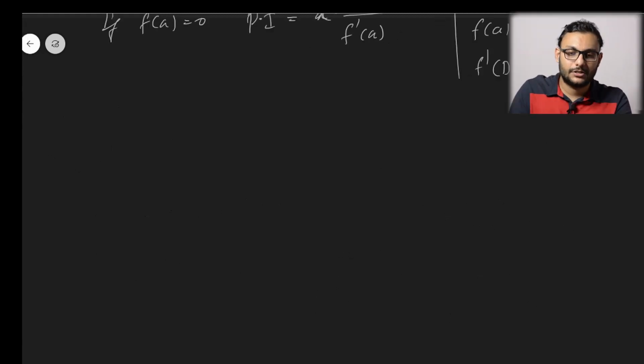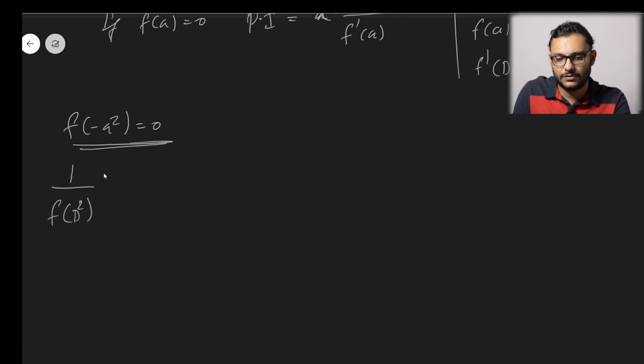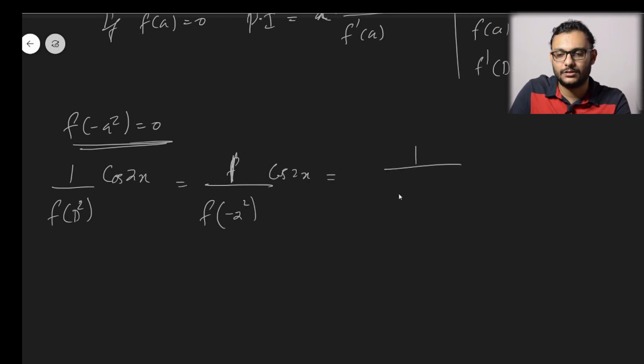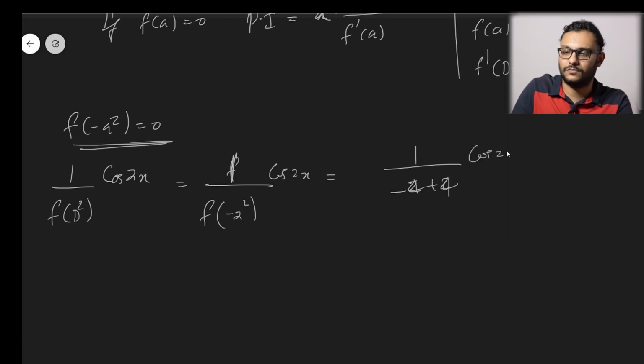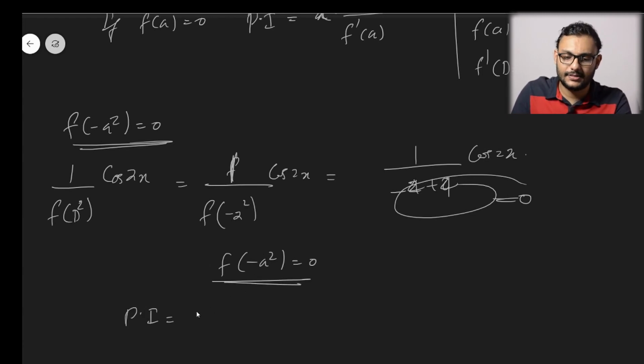For trigonometric functions, just like we encountered in our problem, if f of minus a square is equal to 0, then here also we have some rearrangements. We know that for trigonometric functions the particular integral is given by 1 by f of d square into cos ax, so here it is 1 by f of minus 2 square into cos 2x, which is 1 by minus 4 plus 4 into cos 2x. Since the denominator is 0, that is f of minus a square is equal to 0, in this particular case the particular integral is given by x into 1 by f dash of d into cos ax or sin ax.